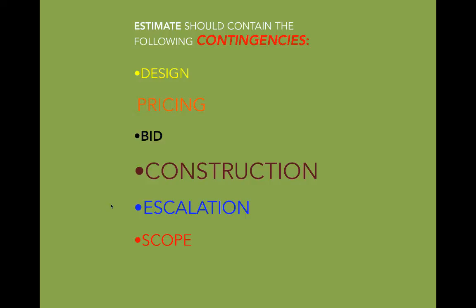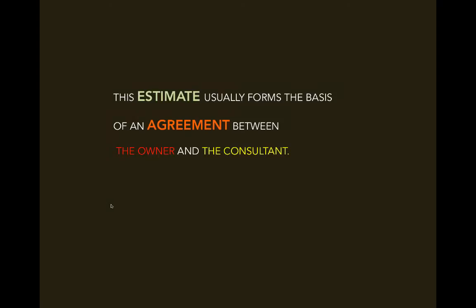Of course, there's the design costs, there's the pricing costs, bid, construction, escalation, and scope. These are all contingencies. And these estimates usually can form the basis of the agreement between ourselves and the owner.